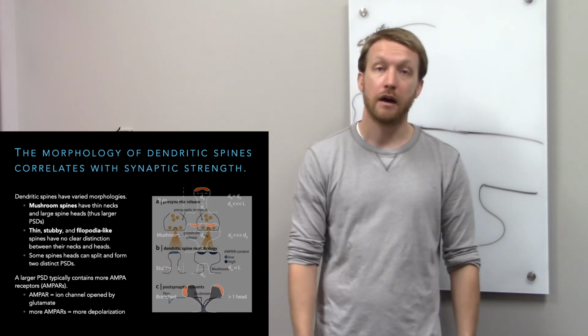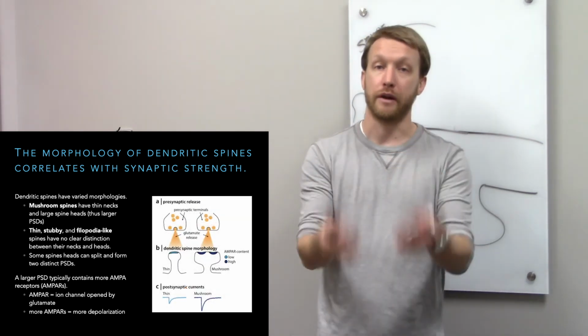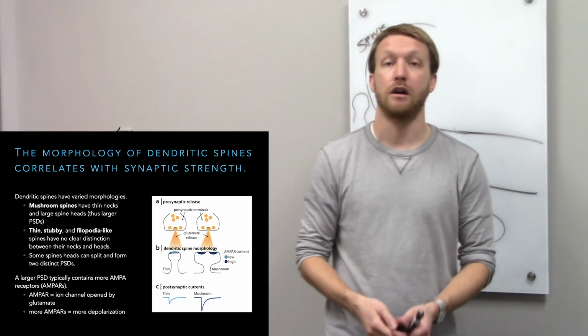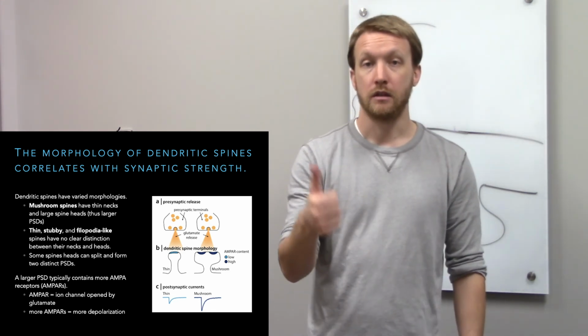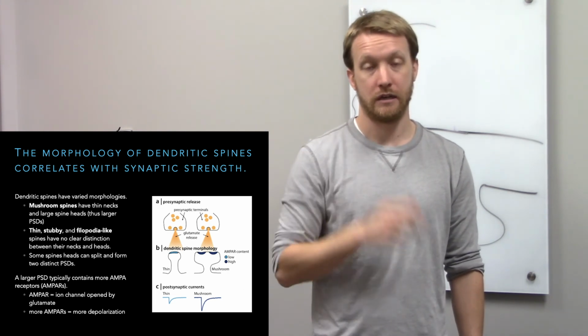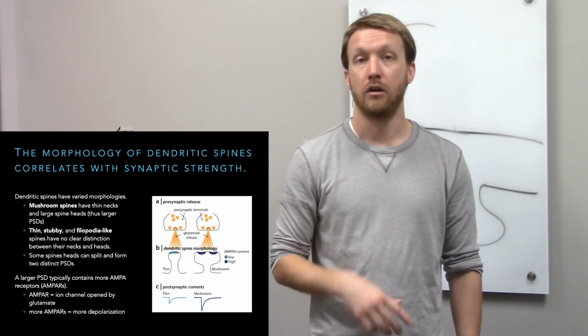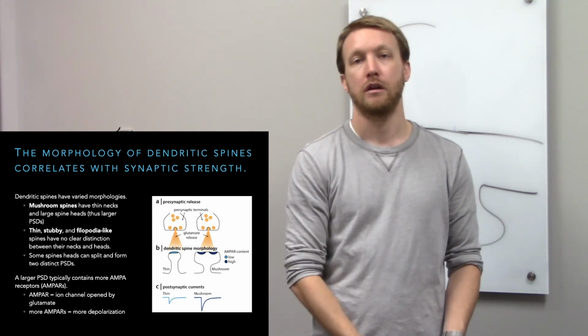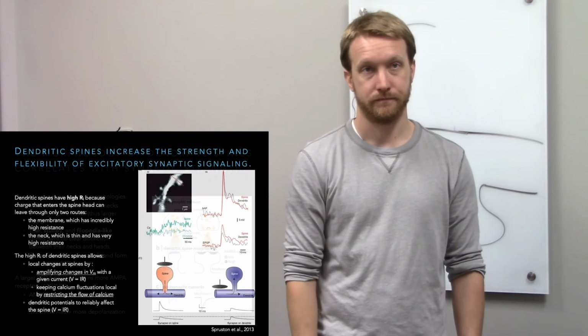So for thin or stubby spines, not as big as a mushroom spine. And in a mushroom spine, you're going to expect greater postsynaptic currents. Again, your synaptic current is a function of the open probability, the conductance, and also the number of ion channels that you have there. So, pack in more neurotransmitter receptors, get a stronger postsynaptic current.